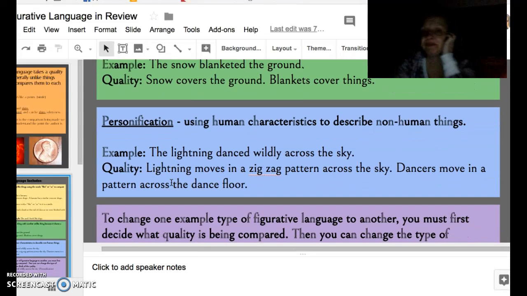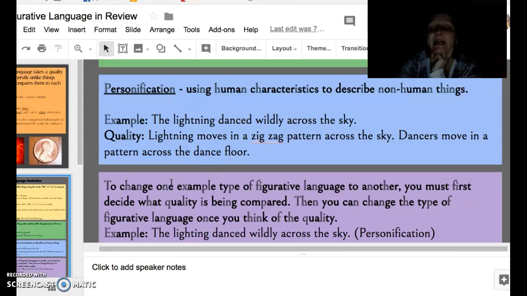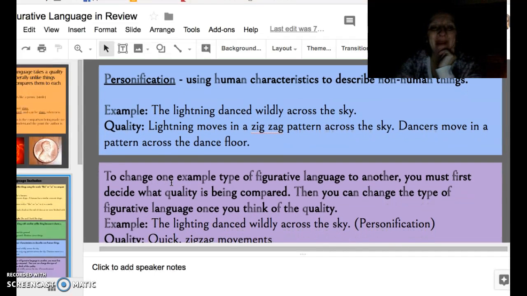And we have personification. Personification uses human characteristics to describe non-human things. So an example would be the lightning danced wildly across the sky. Very nice. Well, lightning is not human. Doesn't have legs even. It can't dance. But we're talking about the pattern of movement that lightning makes in the sky. And it moves kind of in a zigzag pattern across the sky. Dancers can also move in a pattern across a dance floor. So both of them have a special pattern they move in. And so that's the quality that we are comparing.